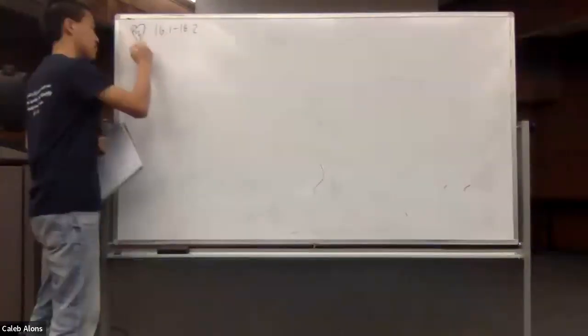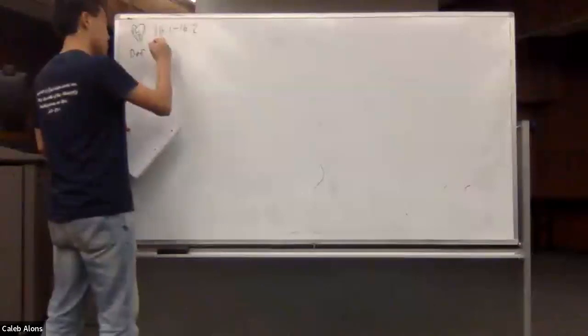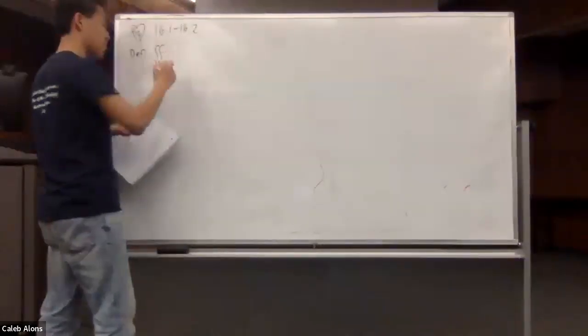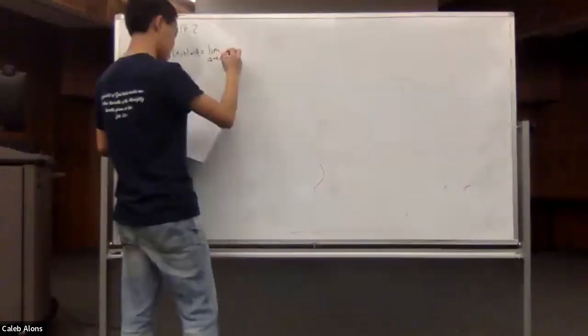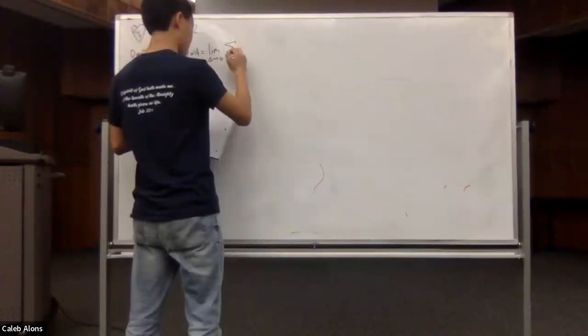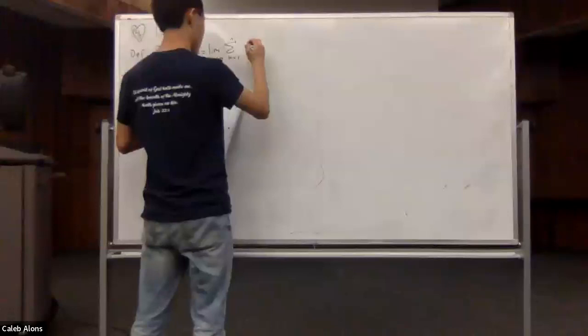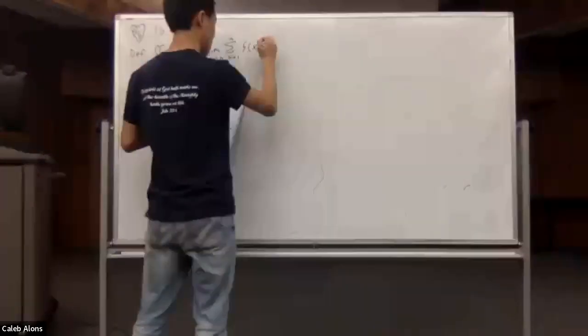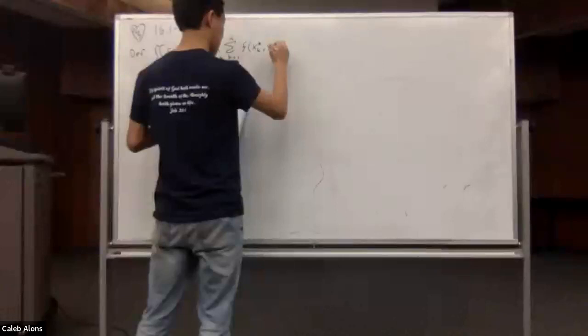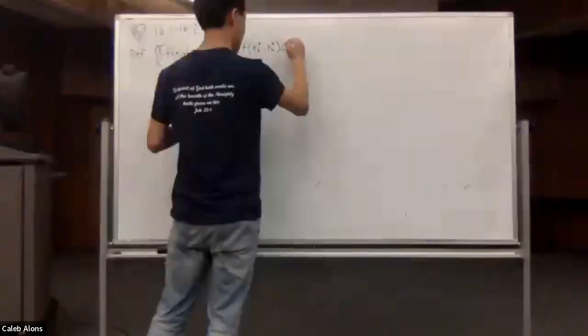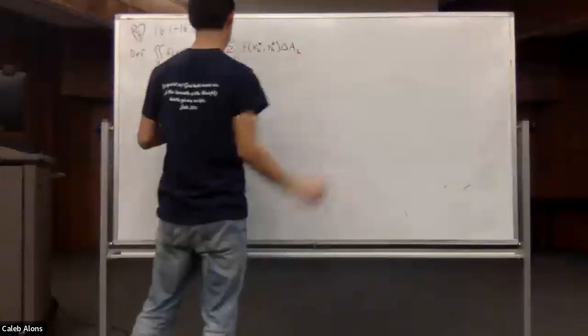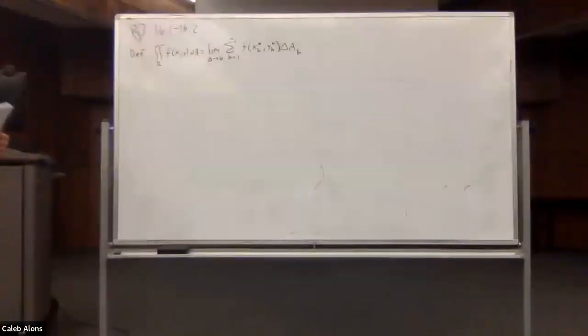Definition. The double integral over a region R of f(x, y) dA is equal to the limit, as the change goes to 0, of the sum from k = 1 to n of f(xk*, yk*) with respect to delta Ak. Okay, there you go. It's a double integral.